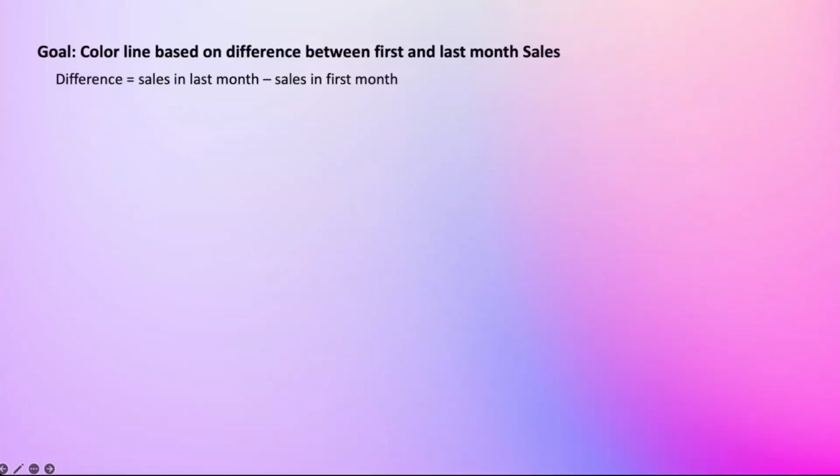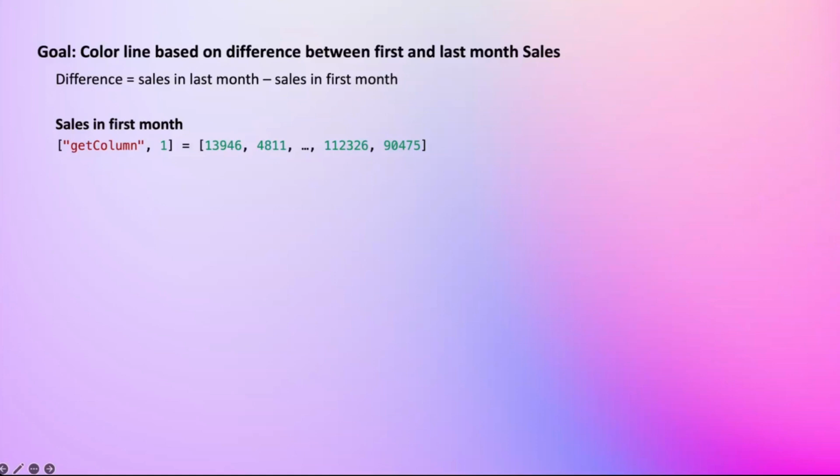Okay, you should be seeing my slides now. So our goal is to find the difference between the last sales value and the first sales value, which are labeled here as sales in the first and last month, because we've set our order date granularity to monthly. So how can we find the sales in the first month? Well, to start with, the JSON expression for get column gives us an array of our values. If you remember, because of the way that we added an order date and then sales, order date is column 0 and sales is column 1.